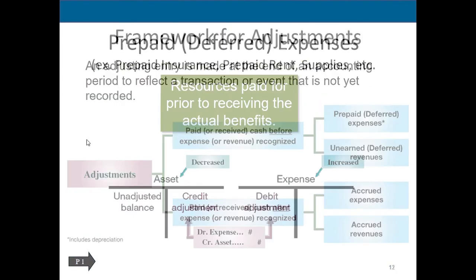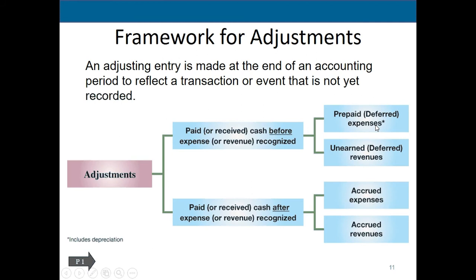Oops, I went back one, sorry. Trying to get my mouse to move around. We call that a prepaid expense, okay? When we pay cash before the expense should be recognized. What if we received cash before the revenue is recognized? We call that an unearned revenue.